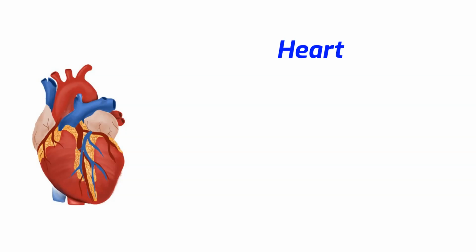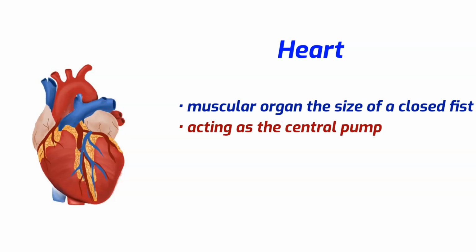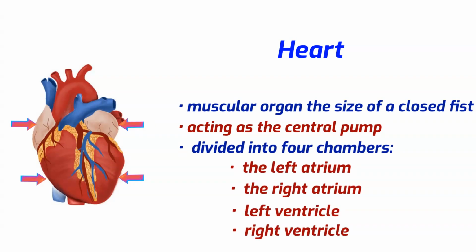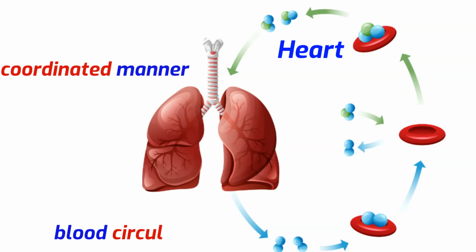First up, the heart. At the core of the circulatory system lies the heart, a muscular organ that is about the size of a closed fist. Despite its relatively small size, the heart plays a vital role in sustaining life by acting as the central pump that propels blood throughout the body. The heart is divided into four chambers: the left atrium, right atrium, left ventricle, and right ventricle. These chambers work in a coordinated manner to ensure efficient blood circulation.